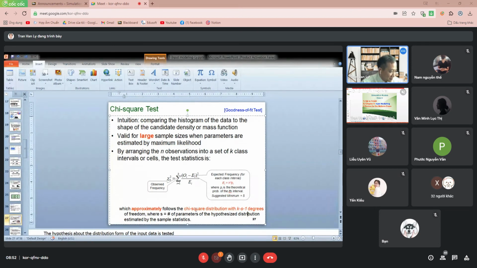And remember, chi-square distribution with K minus S minus 1 degrees of freedom. What is K? What is S? S is the number of parameters. If for example it's Poisson or exponential, then S will be 1. For normal, S will be 2, mu and sigma.